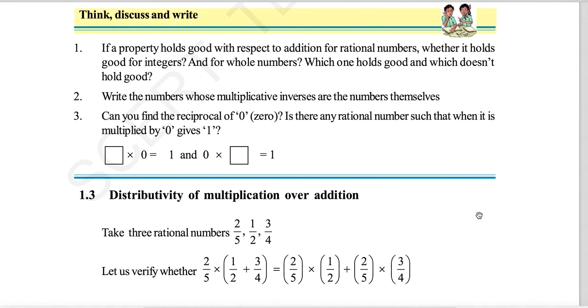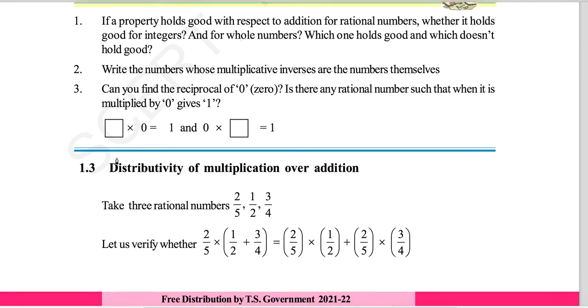Think, discuss and write. If a property holds good with respect to addition for rational numbers, whether it holds good for integers and for whole numbers, which one holds good and which doesn't hold good. Okay, write the numbers whose multiplicative inverse is the number itself. Can you find the reciprocal of 0? No, not possible. Is there any rational number such that when it is multiplied by 0 gives 1? No, up to now it doesn't exist.